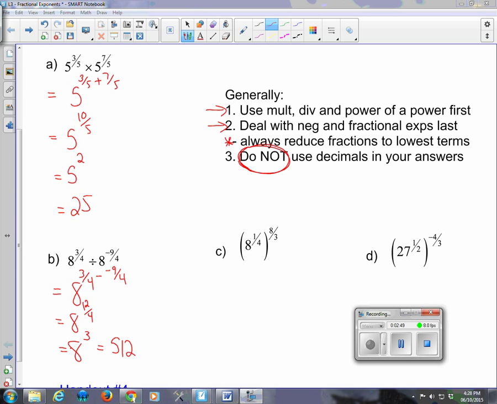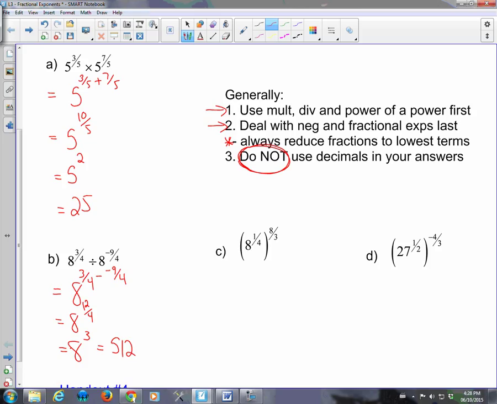All right, next question. So when I look at the next question, I've got one base and 2 exponents. That means I would use the power rule. So as usual, I keep the base and I'm going to multiply my exponents together. So I have a quarter times 8 over 3. To multiply your exponents, you multiply the numerators together and you multiply the denominators together. So you would have 1 times 8 is 8 and 4 times 3 is 12.